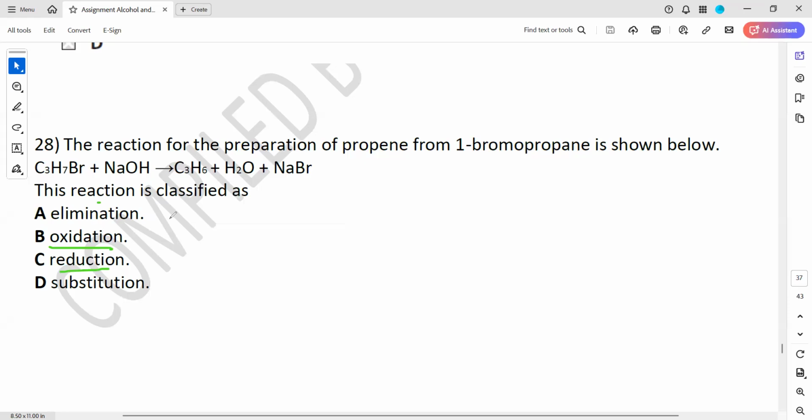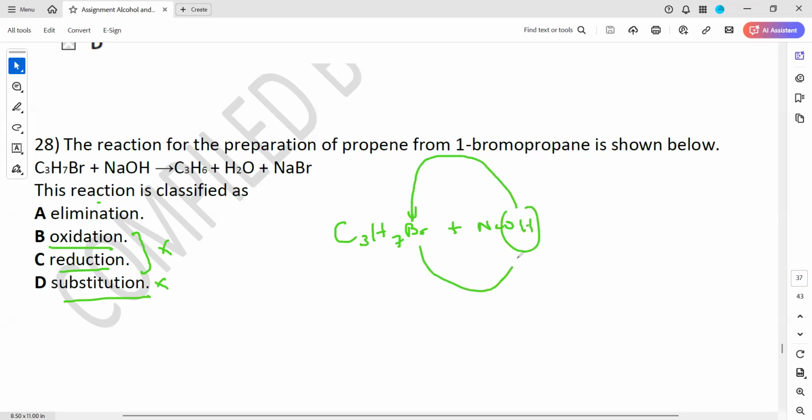So when you write the oxidation number of each of them in this, you don't find any difference. So it's not oxidation. It's not also substitution. If it was a substitution, then what should happen? If it was C3H7Br reacting with NaOH, this OH will take the position of Br and Br will take the position of OH. So this will become C3H7OH plus NaBr.